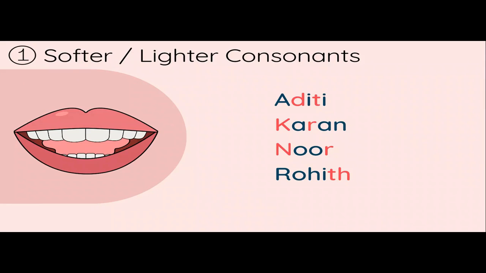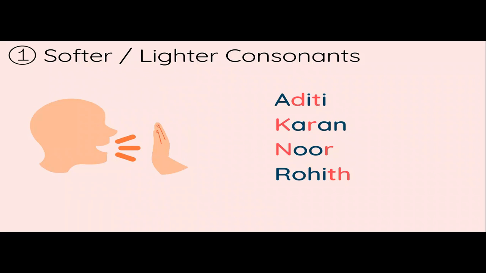I'll give you 3 more names. Karan, Noor, and Rohit. Do you notice how my consonants just sound a whole lot softer? So try to repeat after me and keep your tongue to the backside of your front teeth, and we'll say the names together. Aditi, Karan, Noor, Rohit.